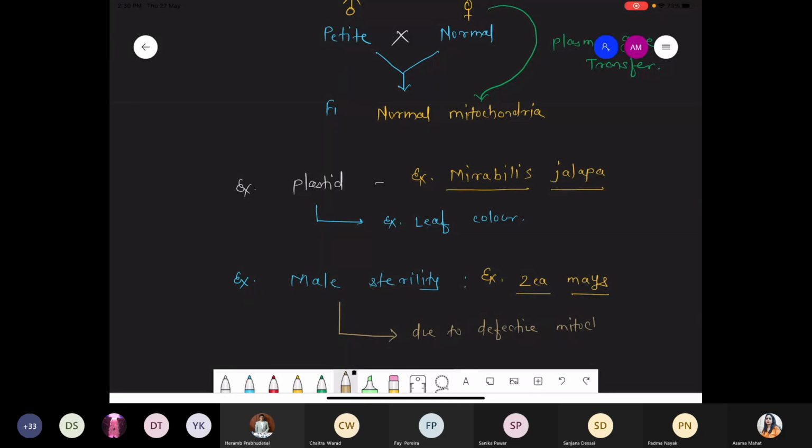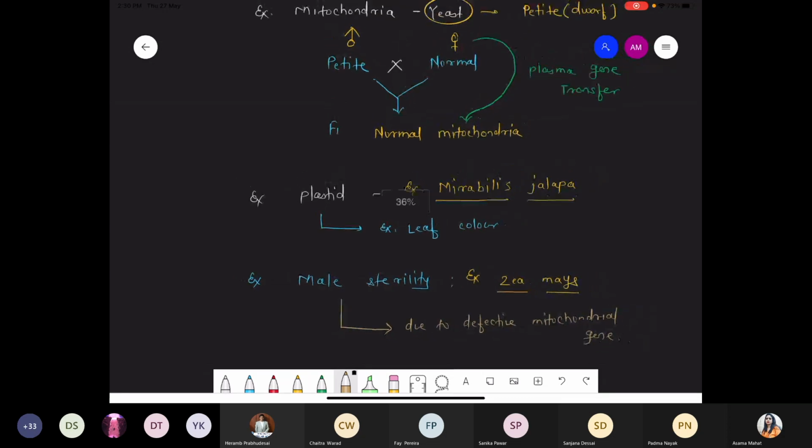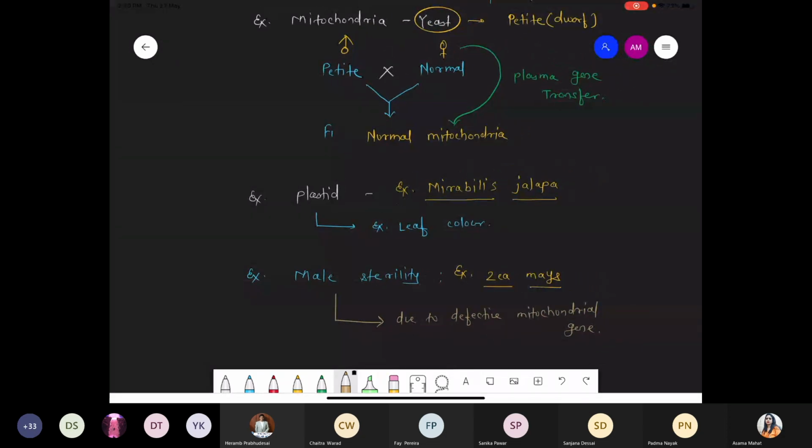Due to a defective mitochondrial gene, because the mitochondrial gene comes from a single parent, and if there is a mutation or any defect in that particular gene, all the progeny obtain that particular disease, because that entire gene comes from the single parent. Such a condition is called maternal inheritance, also called cytoplasmic inheritance, where there is the presence of some gene.